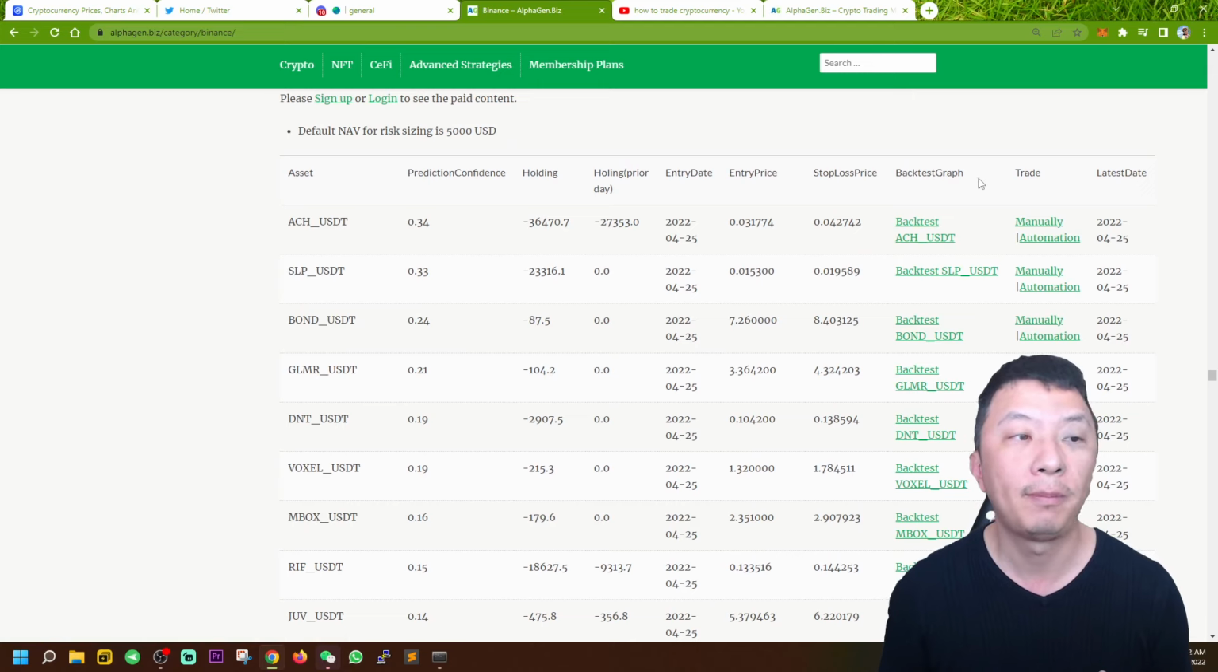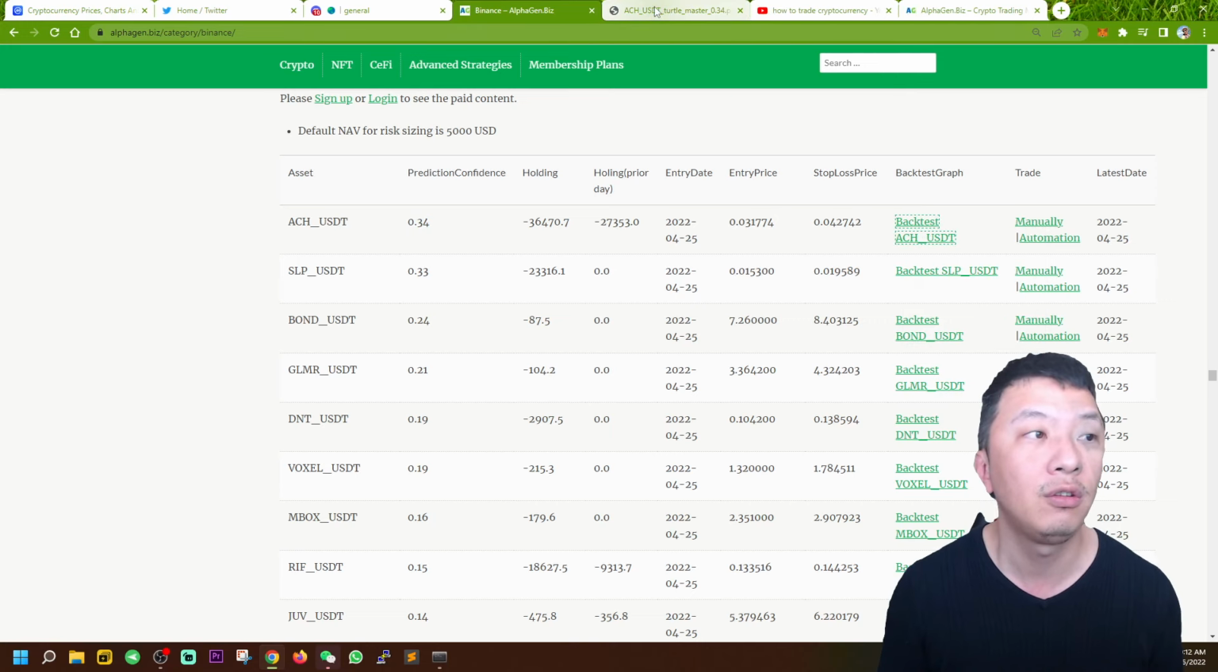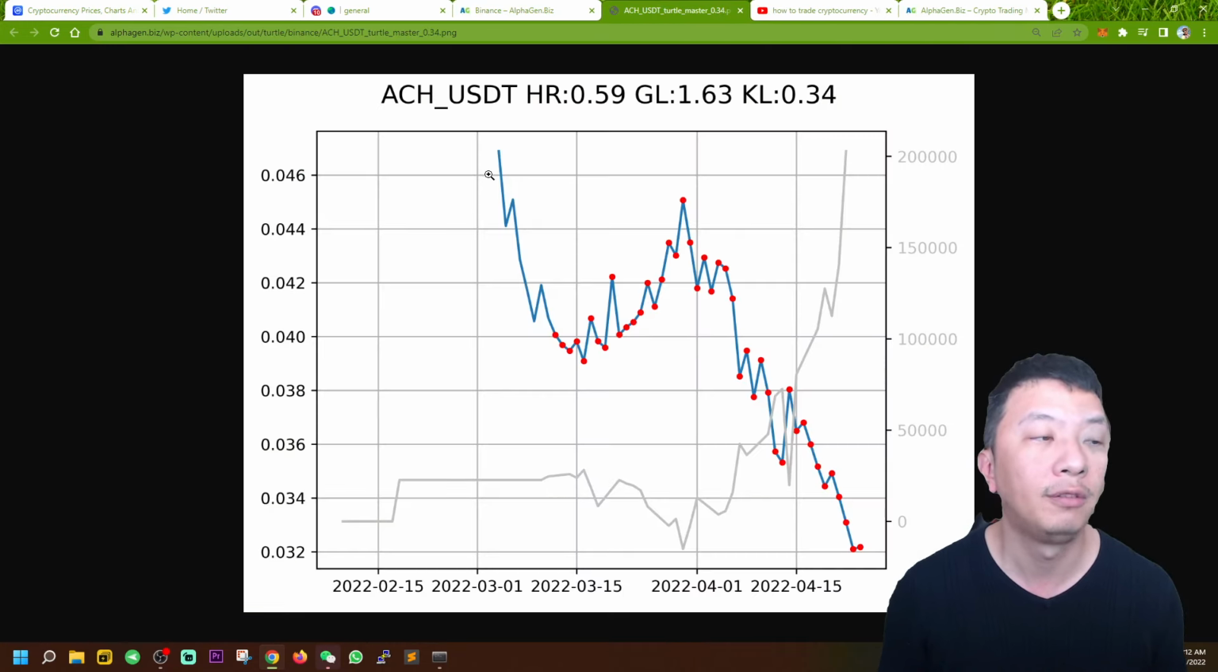The next field is about the backtest graph. As I mentioned, you have the prediction confidence. This is basically a score. But how do we calculate a score? This is the way to calculate a score. If you click into it, you can see the whole history of the backtesting of this particular crypto asset.